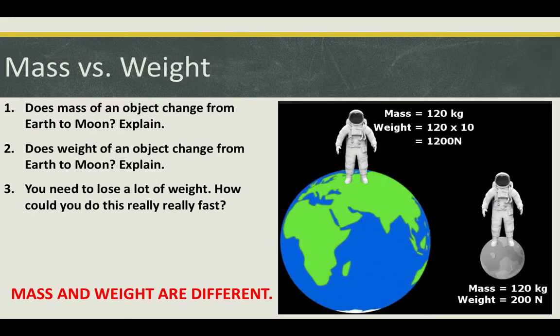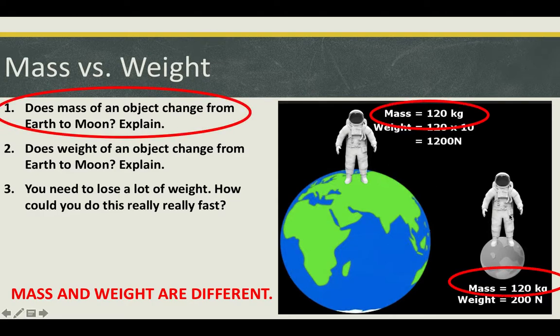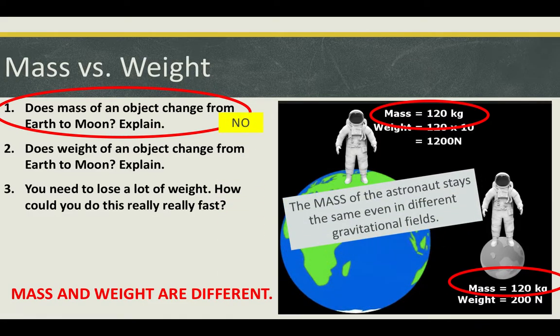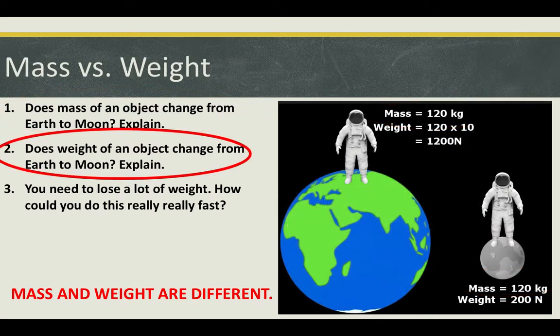If we think of mass versus weight, and we look at these two astronauts and answer the questions listed on the right, we know that mass and weight are different, so we want to differentiate between them. Does the mass of an object change from the Earth to the moon? We have this astronaut. His mass is 120 kilograms in both places. It's the same astronaut. So no, his mass does not change because mass is not affected by the gravitational fields. Does the weight of an object change between the Earth and the moon if we're dealing with the same object? Yes, it certainly does.